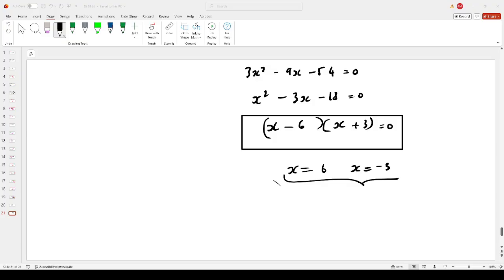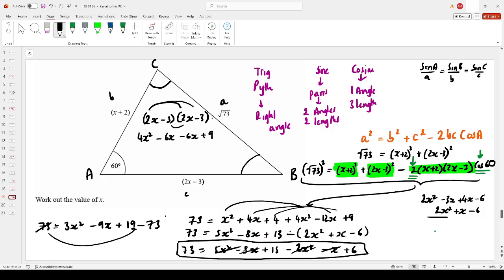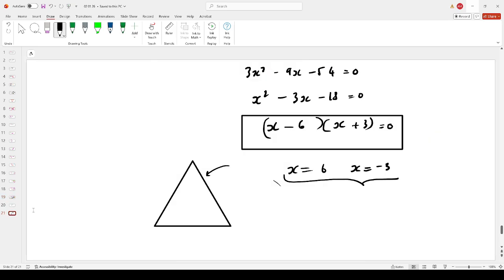Basically, because we're doing real life maths, we're doing something to do with the length of a triangle. That's where the question came from. It started off as a triangle. We reject the negative value, and we keep the positive value.